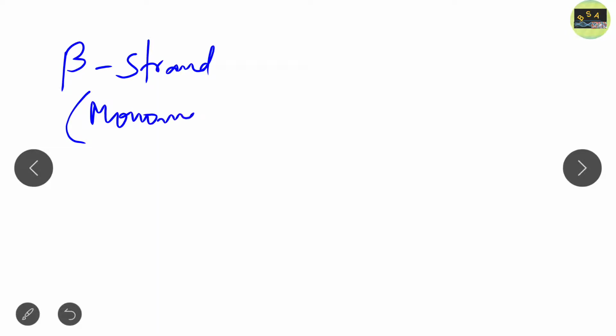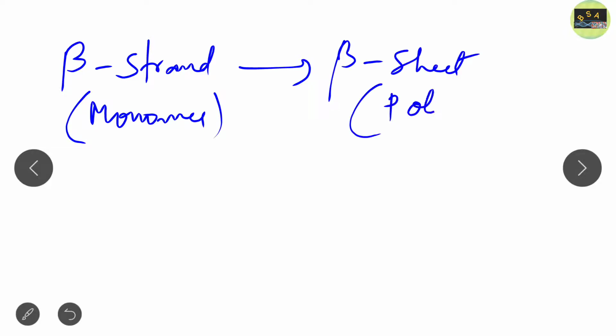Now next, if we look at this strand, that is a beta strand. So beta strand is basically what? Monomer in nature, clear. But when it forms a sheet, then it becomes polymer, clear. So these points are basically important.